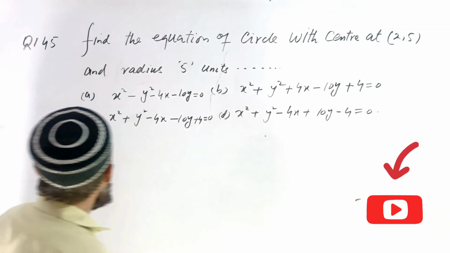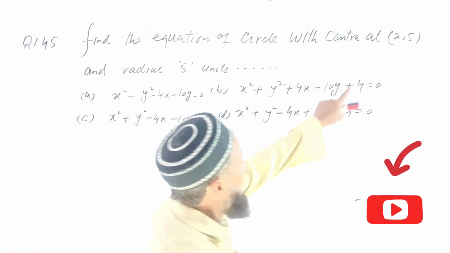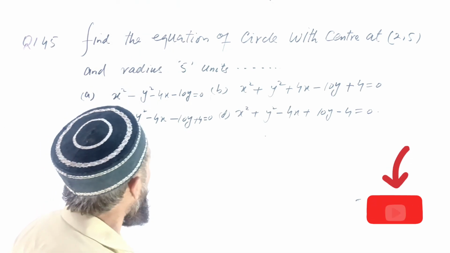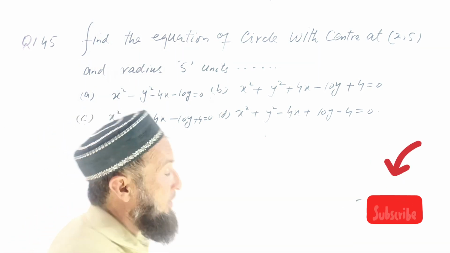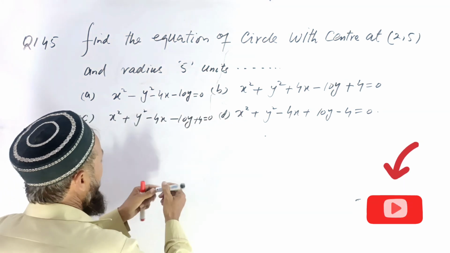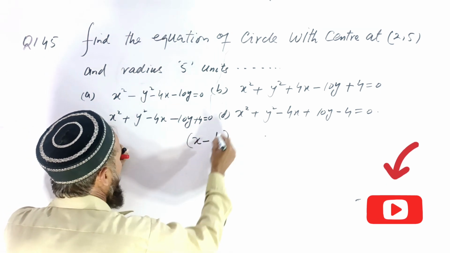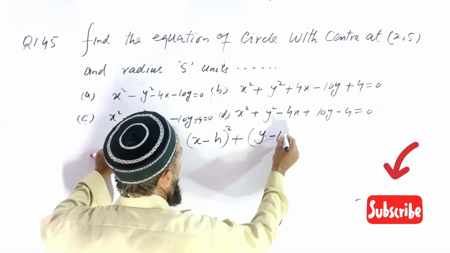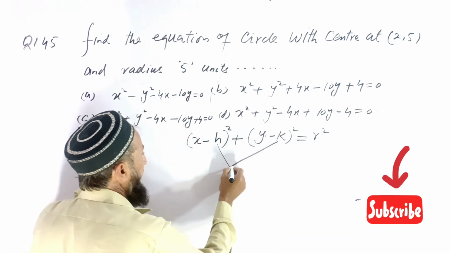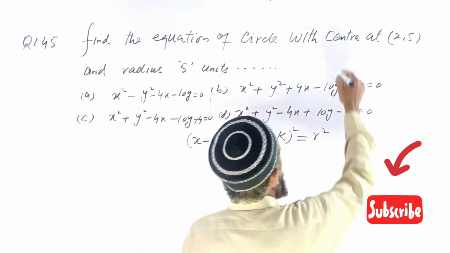Question number 145. Find the equation of the circle with center at (2, 5) and radius 5 units. What is the equation of the circle? As we know, just like question number 144, the equation of the circle is (x minus h) whole square plus (y minus k) whole square is equal to r square, where h and k are the center of the circle.